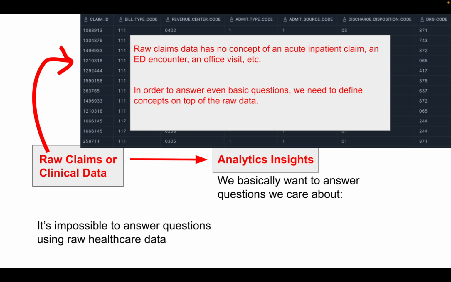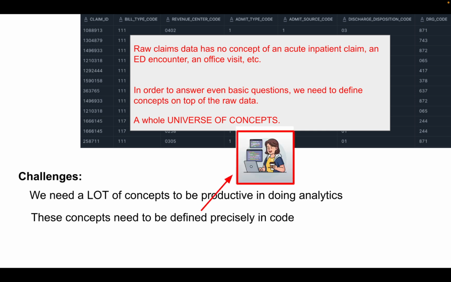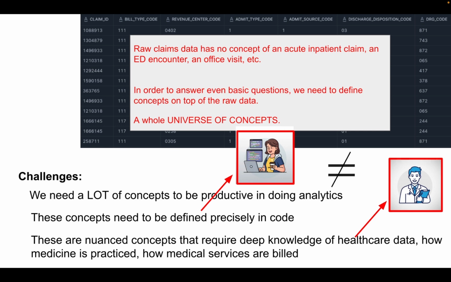And in order to answer even the most basic questions, we need to define concepts on top of the raw data, and we need a whole universe of these concepts. So the challenges that we have are, first of all, we need a lot of concepts to be productive doing analytics. Having a few dozen concepts gets you nowhere in terms of productivity. You need hundreds or thousands of concepts. These concepts need to be defined precisely in code. This is typically done by people who write code. And these are nuanced concepts that are not easy to define because they require deep knowledge of healthcare data, of how medicine is practiced, of how medical services are billed. And this is specialized knowledge that lives in the heads of rare individuals who are typically not the same people as the people who write code.